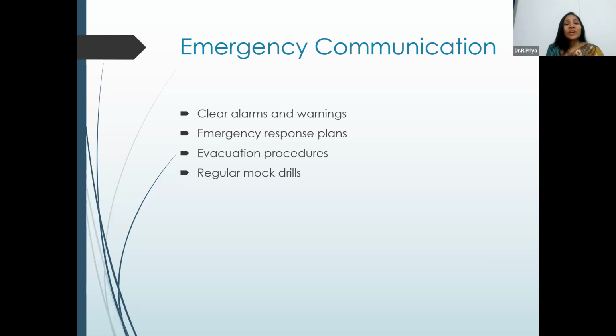Then evacuation procedures. Clear evacuation procedures help prevent panic and confusion during emergencies. So the engineers must ensure that exit routes, assembly points and escape instructions are clearly communicated and displayed.